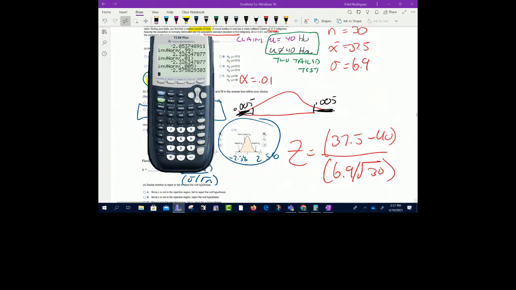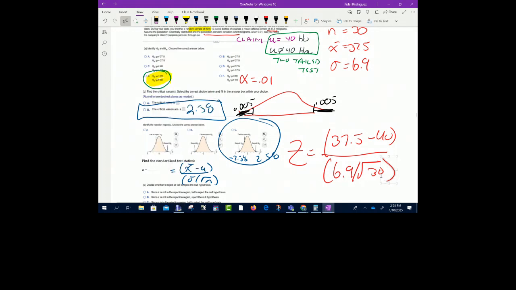Okay. Let's crunch some numbers, y'all. 37.5. Okay. Minus 40. Okay. Divided by, what is it, 6.9? Mm-hmm. Divided by the square root of what number? 30. Okay. Boom. Let's go like this. Let's hit equals negative 1.98. Okay. So this is what we're going to do.